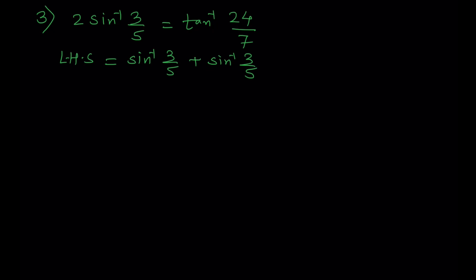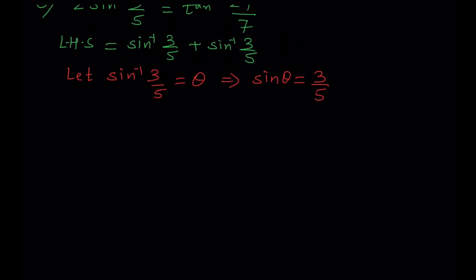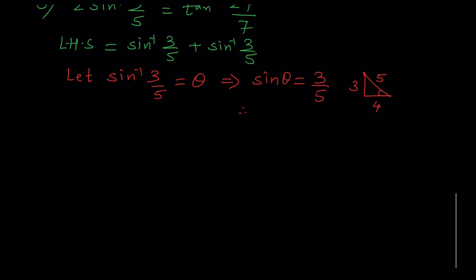Now, what do you mean by sine inverse of 3 by 5? Sine inverse of x is nothing but theta. So let sine inverse of 3 upon 5 be equal to theta. That means sine theta is equal to 3 by 5. Then we can find cos theta using the identity cos theta equals square root of 1 minus sine square theta, or we can make use of the Pythagorean triplet. Suppose this angle is theta, sine theta is 3 by 5, so this side is 3, the hypotenuse is 5. So 3, 4, 5. That means cos theta is equal to 4 by 5.